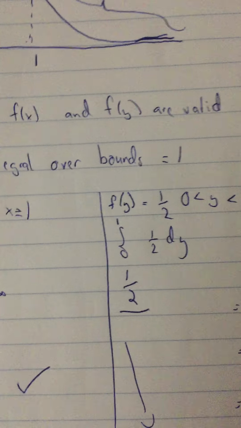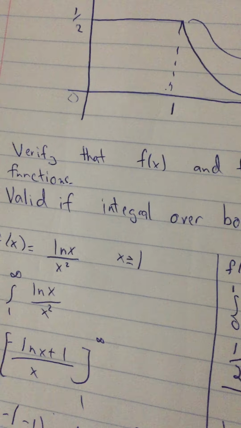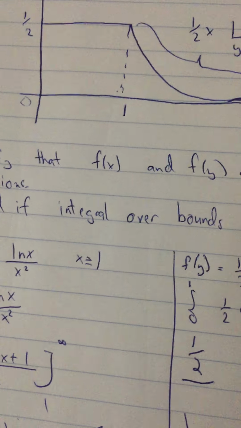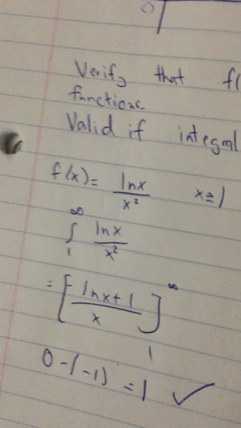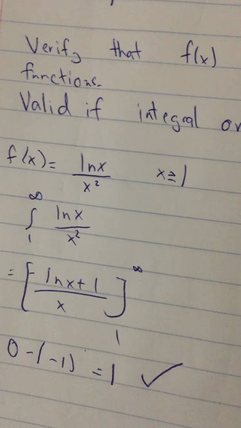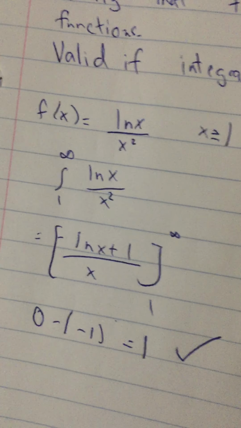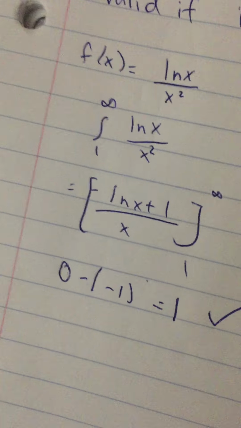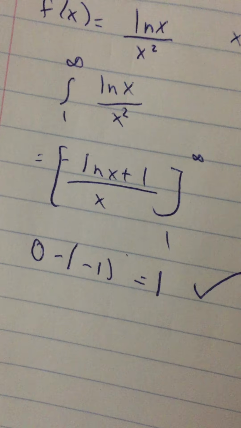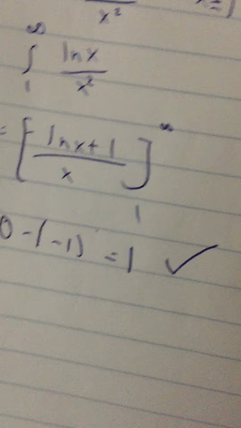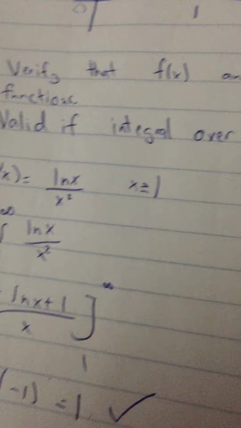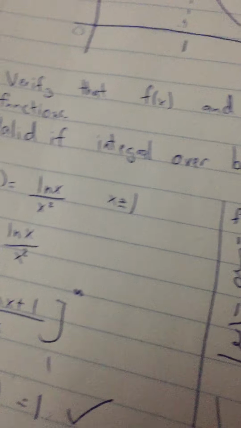Okay, so now we have to verify that f of x and f of y are valid density functions, and to do that, we have to show that their integrals over the bounds are equal to 1. For f of x, which was ln of x over x squared for x greater than or equal to 1, the limits are from 1 to infinity of ln x over x squared dx, which equals negative ln of x plus 1 over x from 1 to infinity, 0 minus negative 1, which just equals 1. So we can verify that f of x is a valid density function.